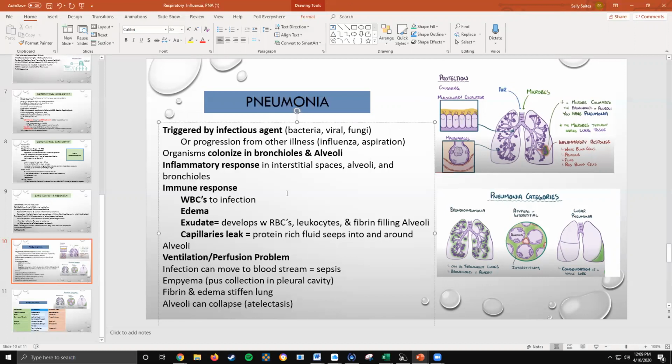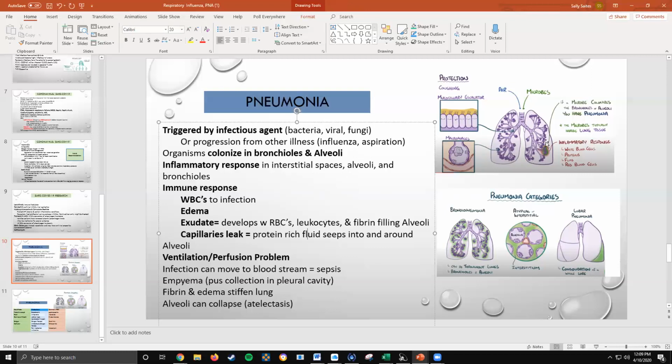Okay, guys, let's talk about pneumonia. So it's triggered by an infectious agent, whether that be bacterial, viral, or fungi, or it can be a progression from other illnesses, such as influenza or even from aspiration. Whichever organism it is, it colonizes in the bronchioles and then also in the alveoli. The inflammatory response happens in the alveoli and bronchioles and interstitial spaces.